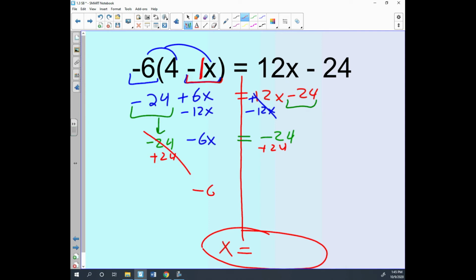That gives me negative 6x equals. Is this going to be 0? Is it going to be undefined? Is it going to be no solution? It's just the number 0. Okay? That's still a number in our realm, and so we're just going to write it down.